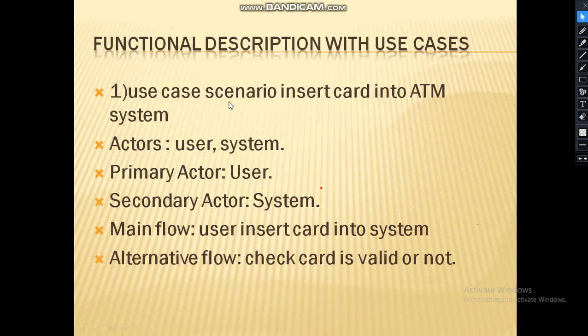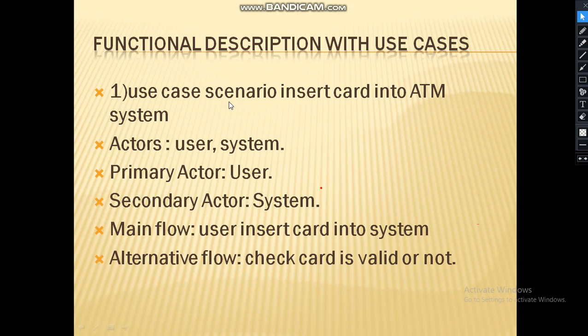The primary actor is the user. The user inserts the card, so the use case is initiated by the user. So the user is the primary actor. The secondary actor is the system. The system checks whether the card is a valid card or not. After the user inserts the card, the system is checking the card. So the secondary actor is the system.